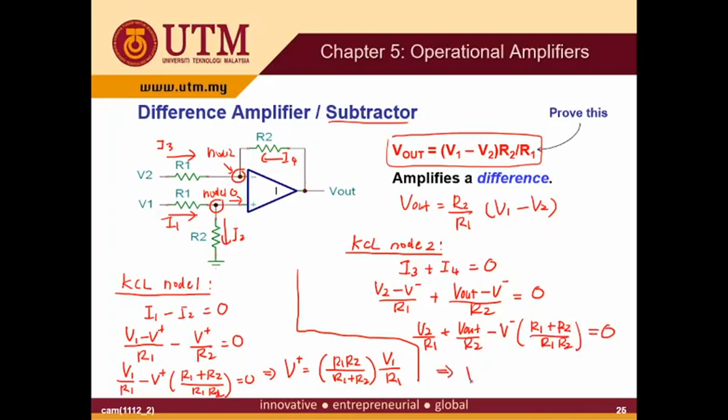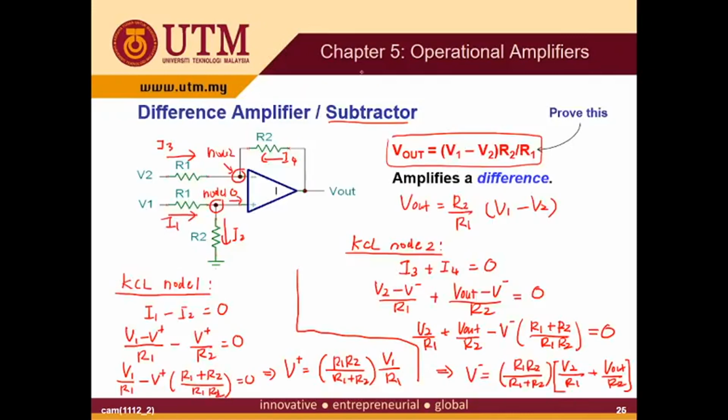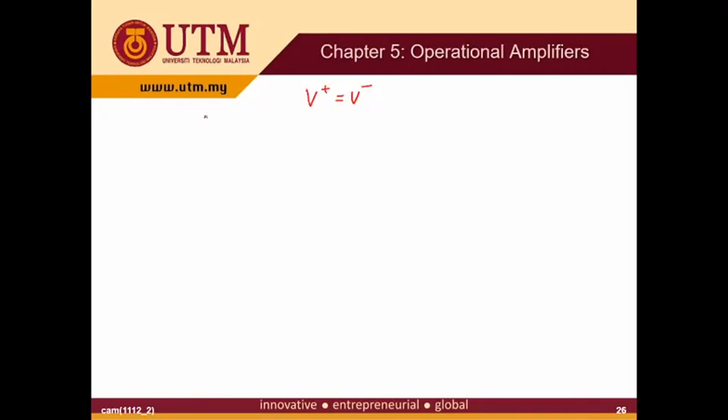So at the end you get V minus equal to R1 R2 over (R1 plus R2) times (V2 over R1 plus V out over R2). So you have the equation for V plus and the equation for V negative. Okay, apply V plus is equal to V negative. So V plus is R1 R2 over (R1 plus R2) and then V1 over R1. Okay, correct?